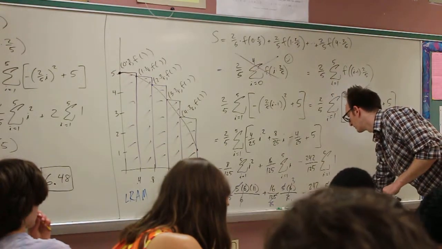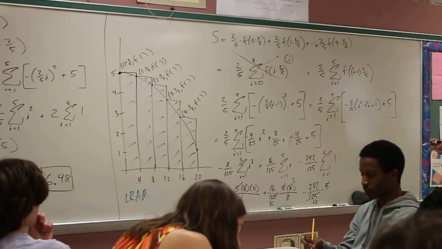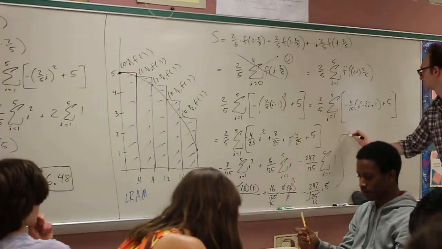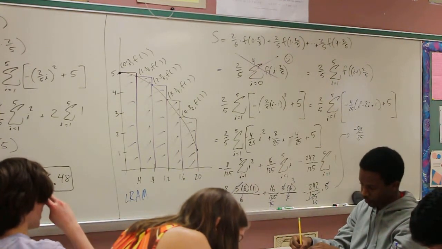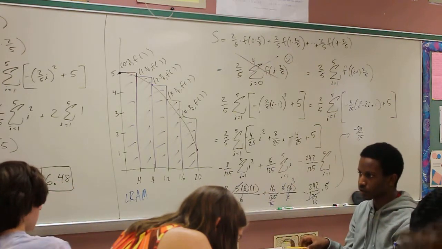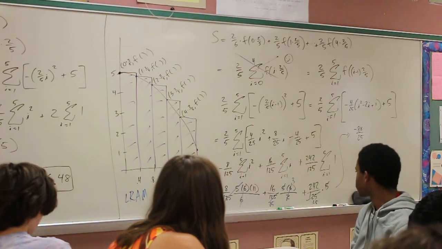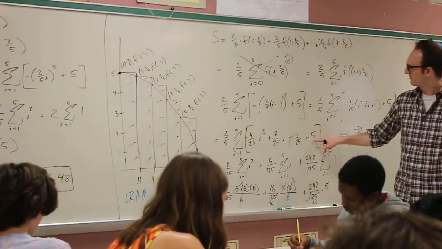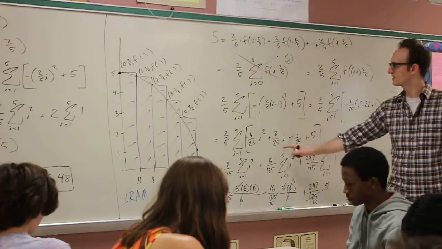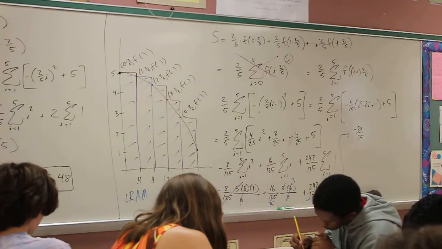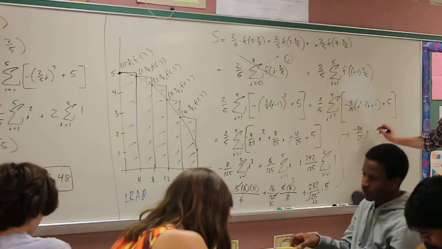Negative 242 over 125. 121 over 25. Why is it negative? Oh, it should be positive. Why is it 242 over 125? Oh, it should be plus, right? You said so, right? 5 minus 4 25ths is 121 over 25 times 2. Or do it however you want. Just see if we get the same thing. Plus.